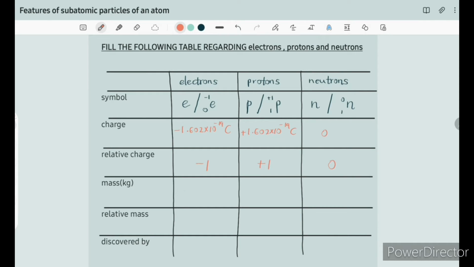In mass, we should consider in which unit we have to write the answer. If the question tells us to write the answer in grams, we should be able to convert the value from kilogram to gram. Relative mass of electron is 1 over 1840 approximately, and relative mass of proton and neutron is 1. Electron is discovered by J.J. Thomson, proton by Ernest Rutherford, and neutron by James Chadwick.